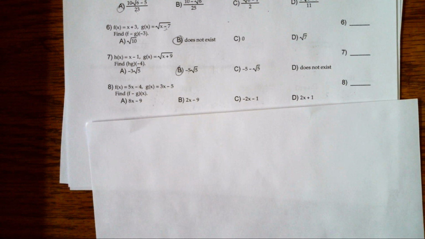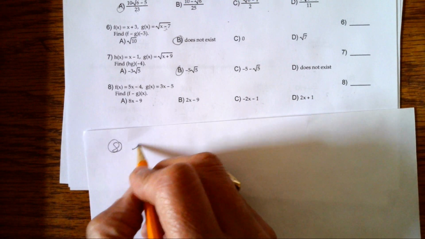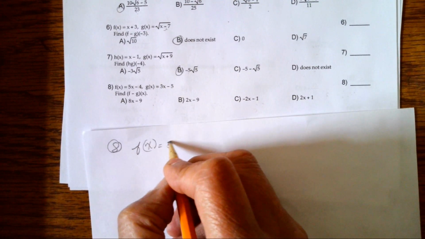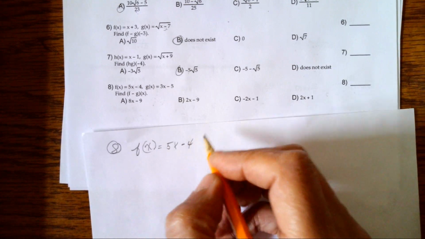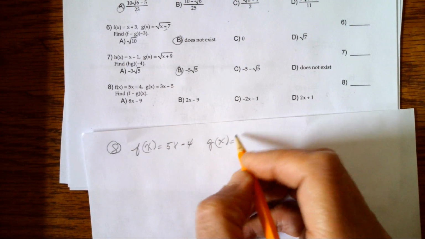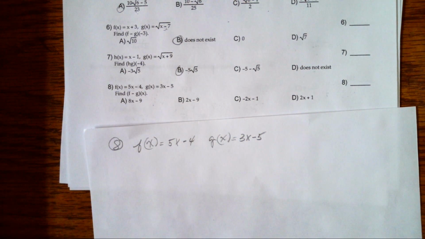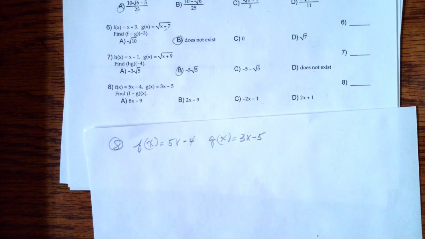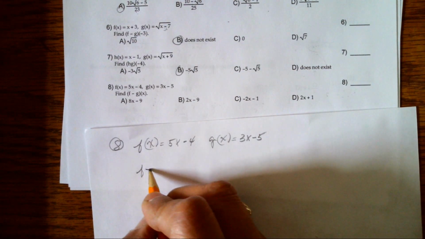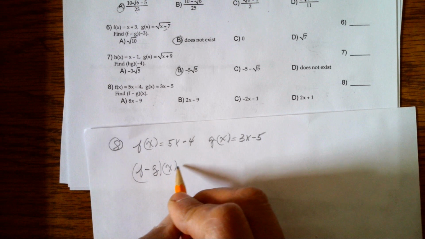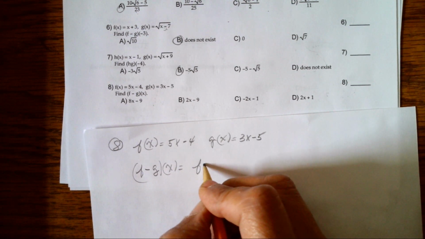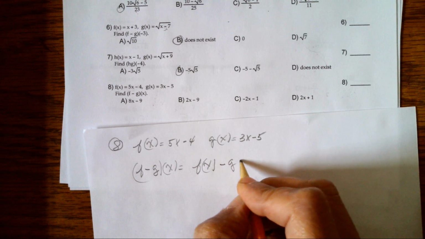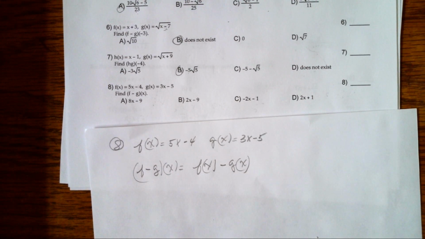Number 8. F of x defined as 5x minus 4. G of x defined as 3x minus 5. And what is he asking me to do here? He's asking me to find f minus g of x, which simplifies to f of x minus the g of x function. Alright, there's no value. He just wants me to take the two functions and subtract them.